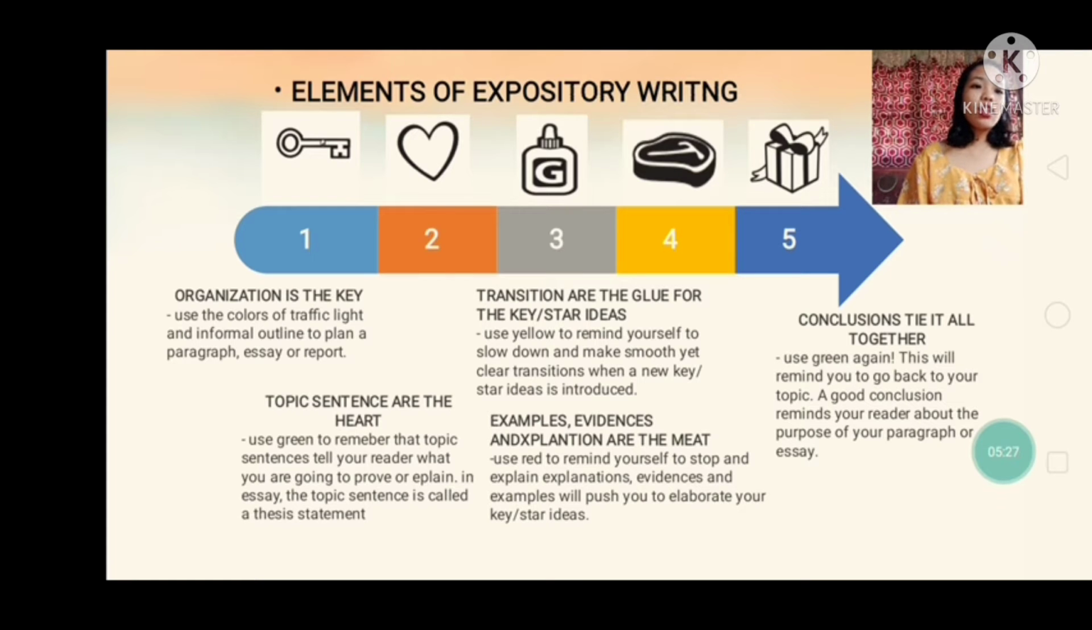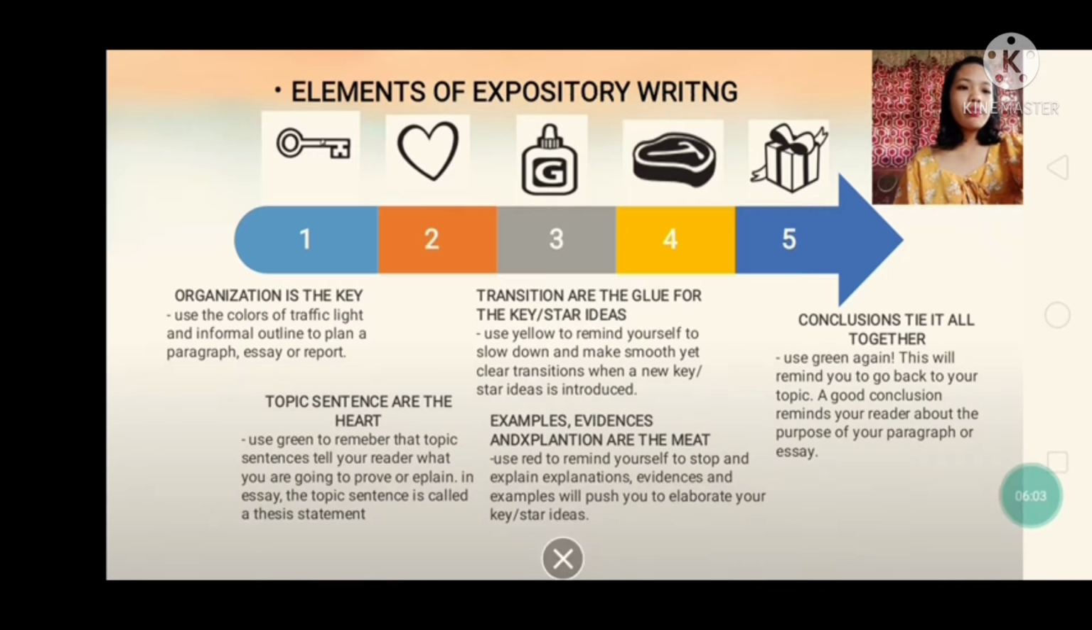conclusions tie it all together. So, dito, gagamitin natin yung green again. So, this will remind you to go back to your topic, because a good conclusion reminds your reader about the purpose of your paragraph or essay. Dito na mangyayari yung summarization of the topic. What are the important points? What are the recommendations that you wanted them to have, or the morals that you wanted them to learn? Dito natin makikita sa conclusion.